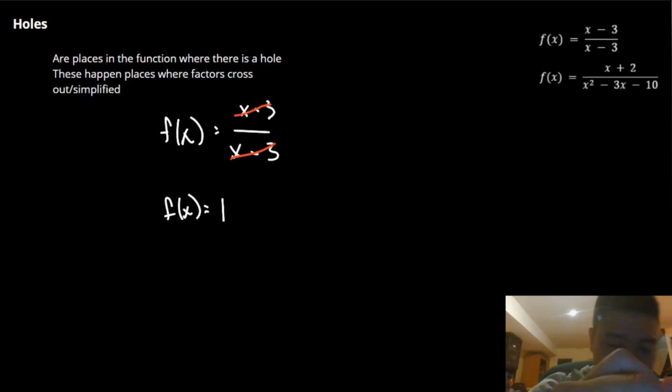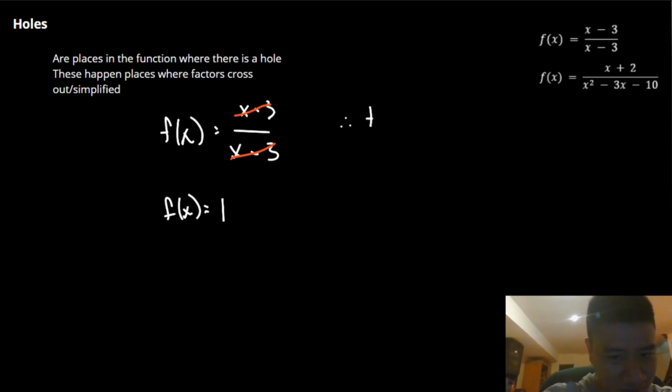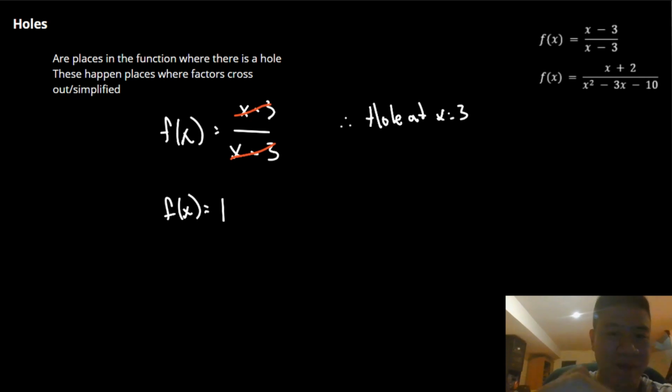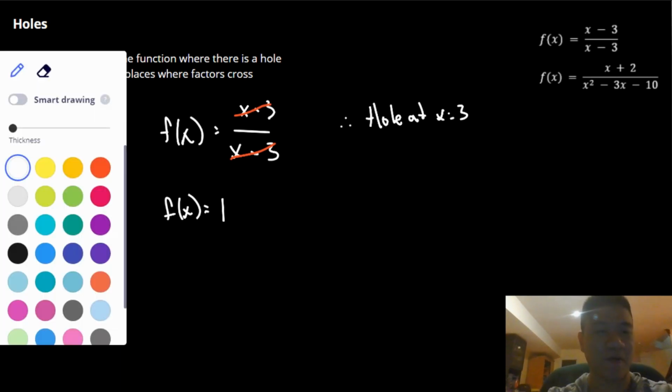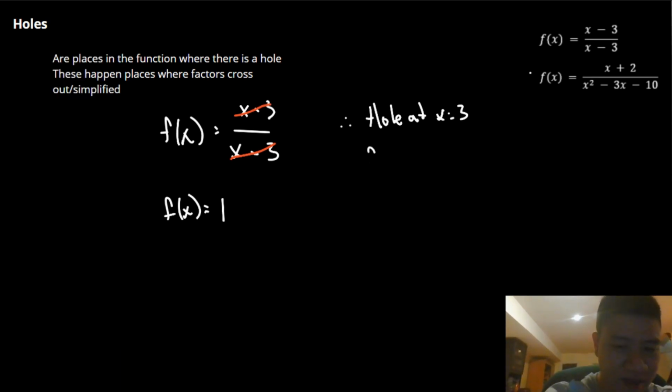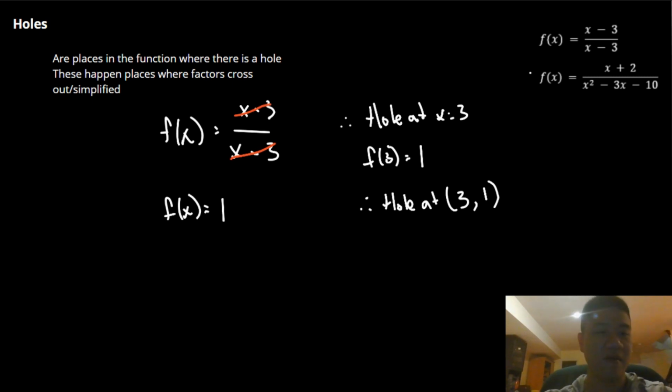So usually we'll write, therefore, hole at x equals 3. To figure out what that point is, all we have to do is substitute where the hole is, x equals 3, into the simplified version of the function, and that'll get us the coordinates of the hole. Let's do that. f of 3 equals 1. Therefore, we have a hole at (3, 1).